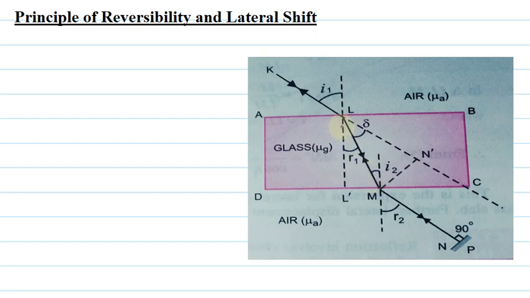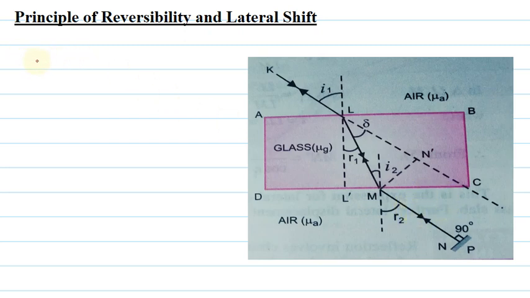The refracted ray LM falls on the face CD at angle of incidence I2 with the normal and emerges out along MN at angle of emergence R2. So the light ray, in going from rarer medium to denser medium, bends towards the normal, and in going from denser medium to rarer medium, the ray bends away from the normal.